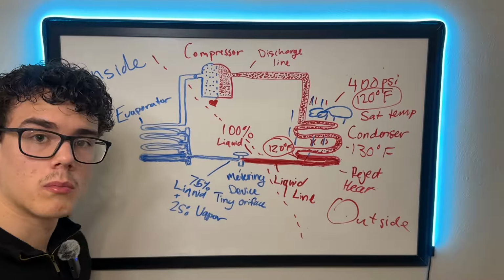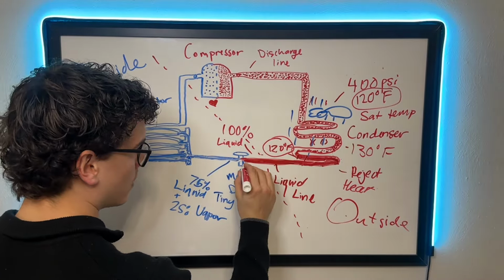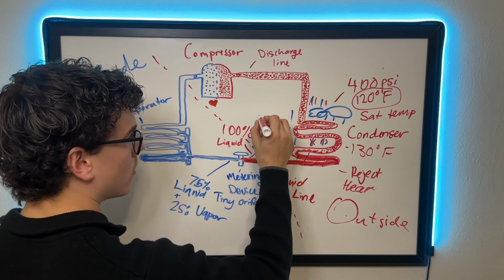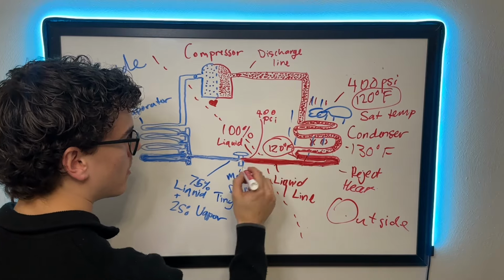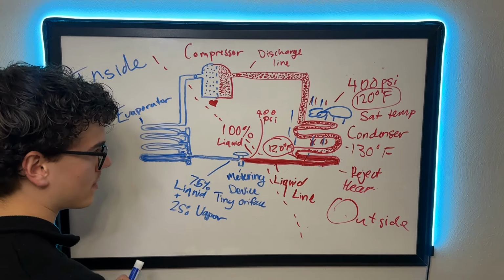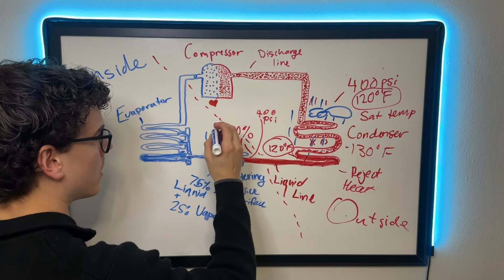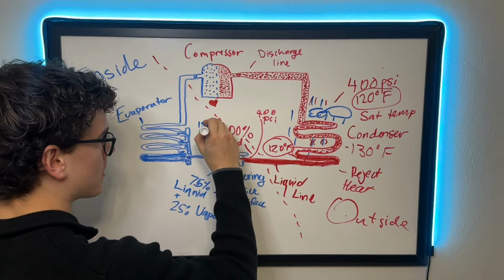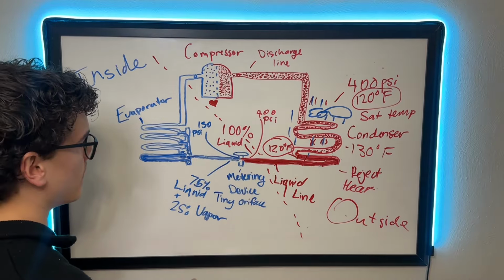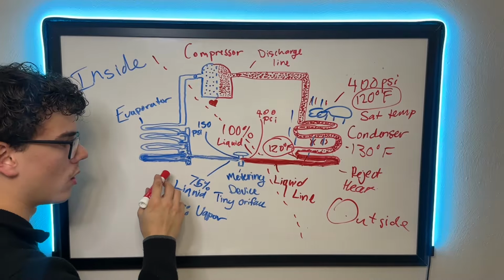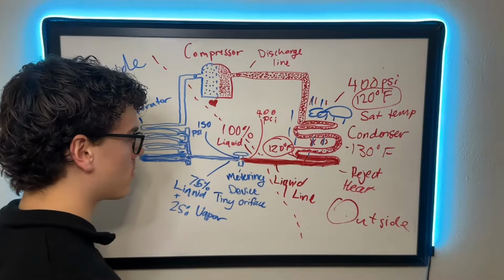It's now a low temperature, low pressure liquid. So we went from about 400 psi right at this point. We had 400 psi. Now, as soon as we cross over this tiny little hole at the metering device, now we have about 150 psi. So now we've got a low temperature, low pressure liquid. Now we're starting to get towards cooling, hoping it's starting to make sense.